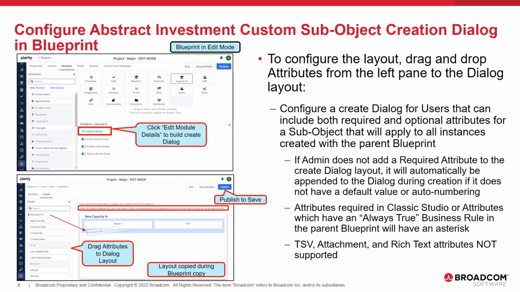Administrators will be able to tell which attributes are required because they'll have an asterisk next to them in the left panel and in the right panel. We do not support TSV attribute and rich text attributes in the creation dialog.